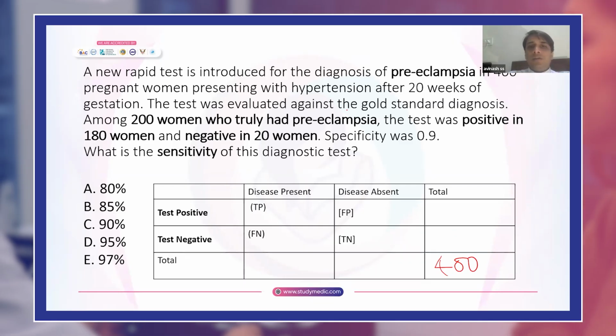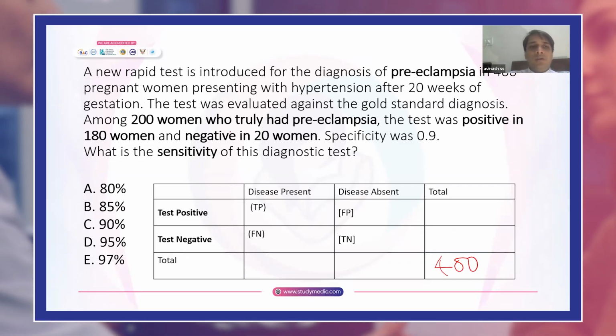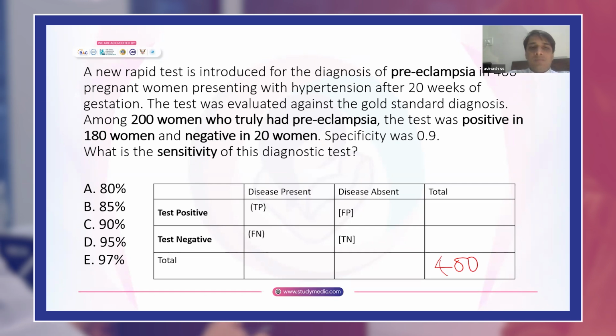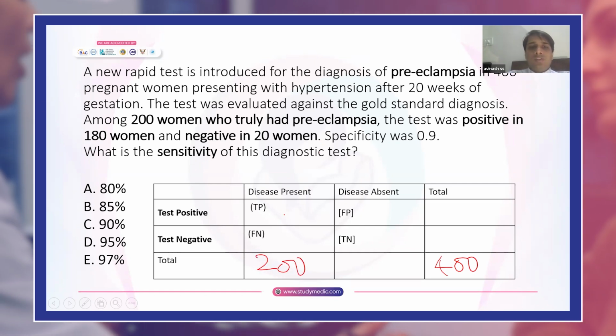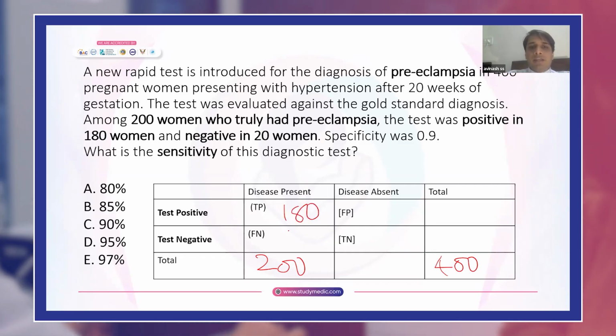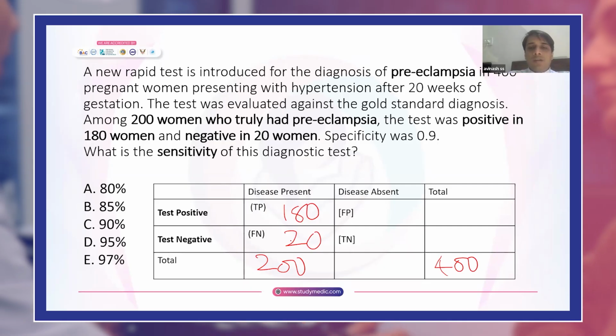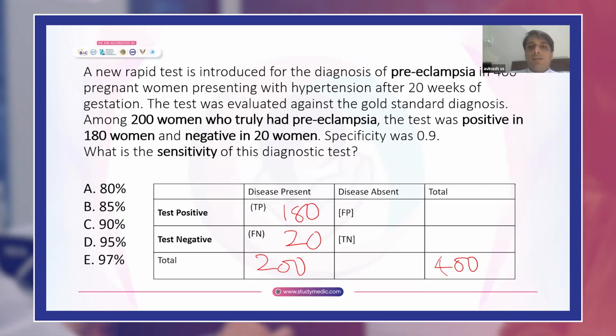The test was evaluated against the gold standard diagnosis, and 200 women truly had preeclampsia. That means disease is present in 200 women. The test was positive in 180 women and negative in 20 women. Now you can see 180 women are true positive, and 20 are false negative.